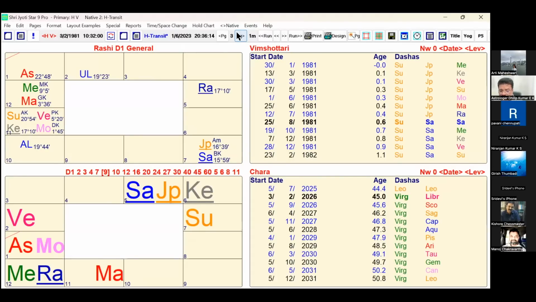Guruji, can we say Jupiter and Saturn are both aspecting each other's rashis from Kanya? Saturn is not aspecting its own rashis, right? No, each other's rashis. So Saturn is aspecting Pisces and Jupiter is aspecting Capricorn from the 5th aspect.